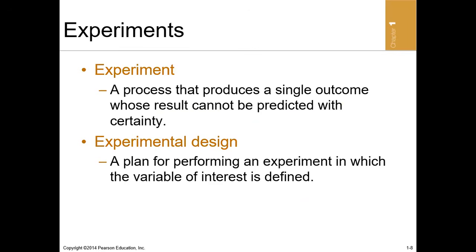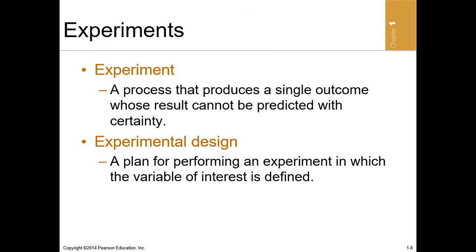Now, an experiment is normally done by the sciences, okay? It is a process which produces a single outcome, whose results cannot be predicted with certainty. In sciences, they may want to test something like osmosis. Once they are doing osmosis, it will produce a single outcome, whether the water will diffuse out of the membrane or come into the membrane. That process will produce a single outcome, but we cannot predict it with certainty. We don't know what will happen.